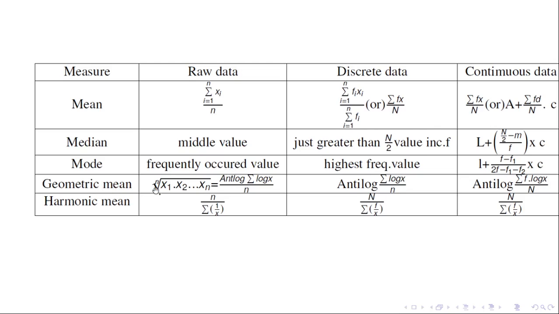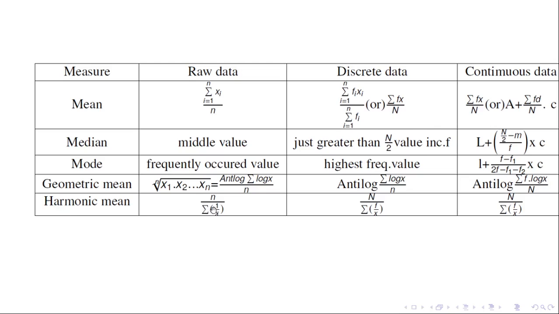Next, the formula for geometric mean: it is the nth root of the product of n observations. Generally we take logarithm and transform the product into addition. Antilog of sigma log x by n gives us the geometric mean. Here also, antilog of sigma f into log x by n. Here x is the value of the variable, or the mid value of the class.